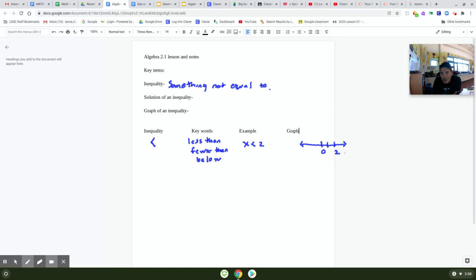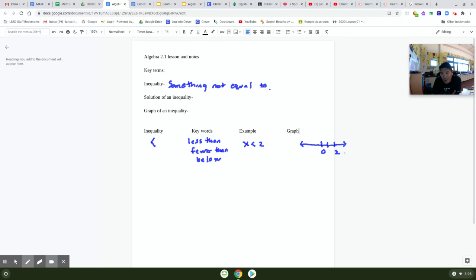A number, for example 0, is a solution to that inequality. There's not just one solution. 0 is not the only number that's less than 2. 1 is less than 2. 1.5 is less than 2. -3 is less than 2. There's an infinite number of solutions to that inequality.